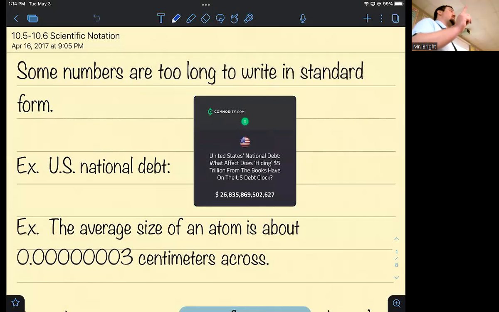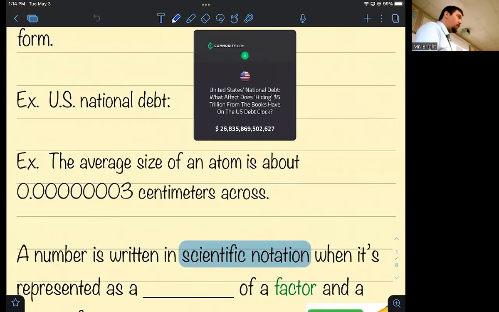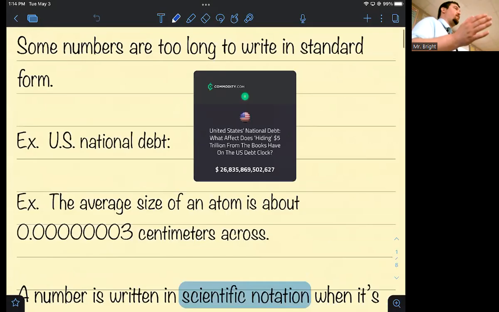Okay. Notice how I didn't say some numbers are too big to write in standard form, because numbers like this, which is really, really small, would also benefit from being written in scientific notation. So it's numbers that are long. Scientific notation is a shorthand way to write really long numbers. Like the average size of an atom: tenths, hundredths, thousandths, ten-thousandths, hundred-thousandths, millionths, ten-millionths, hundred-millionths. So 300 millionths of a centimeter. If I could take a centimeter on a ruler and divide it into 100 million sections, 3 of those sections would be the width of an atom.